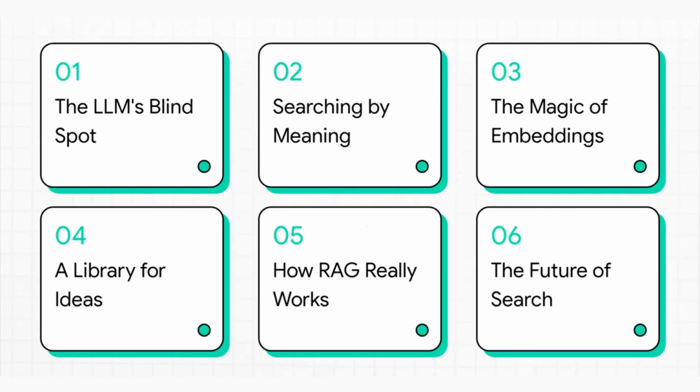So, to really get this, we've got to break it down. We're going to start with what I call the LLM's blind spot. Then, we'll dive into a totally new way of thinking about searching by meaning. We'll uncover the magic of something called embeddings, check out the special libraries built to handle them, see how it all clicks together in a process called RAG, and finally, take a peek at the future this all unlocks.